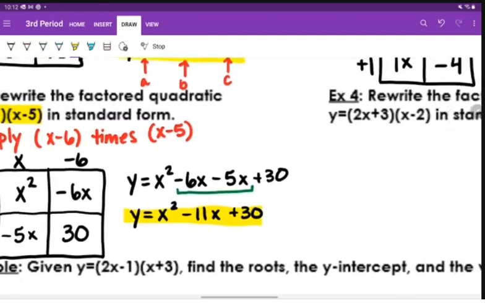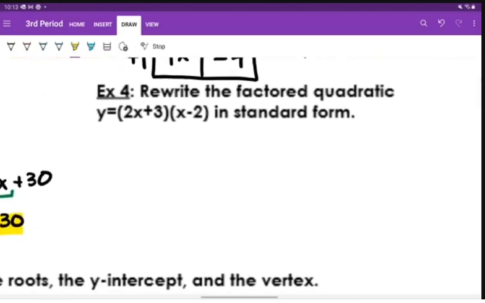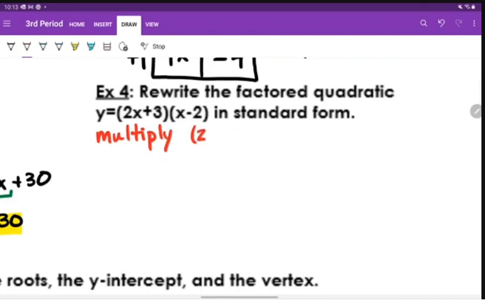Example 4 is trickier because I threw something at you we haven't seen just yet. So even if you're starting to feel pretty confident with the process that we're using right now, number 4 might throw a bit of a curveball at you. So pay close attention to this one. We have the same goal, so we're going to use the same process. Multiply the first factor, 2x plus 3, times the second factor, x minus 2.